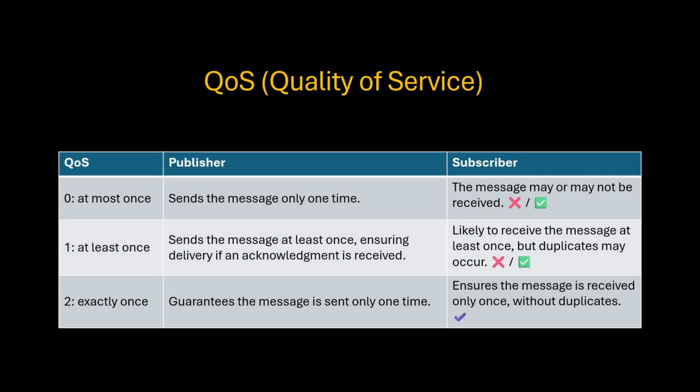Another key part of MQTT is QoS, quality of service. It defines how messages are delivered and is broken down into 3 levels. QoS 0, at most once, sends the message only one time. QoS 1, at least once, sends the message at least once, ensuring delivery if an acknowledgement is received. And the final one, QoS 2, exactly once, guarantees the message is sent only one time.